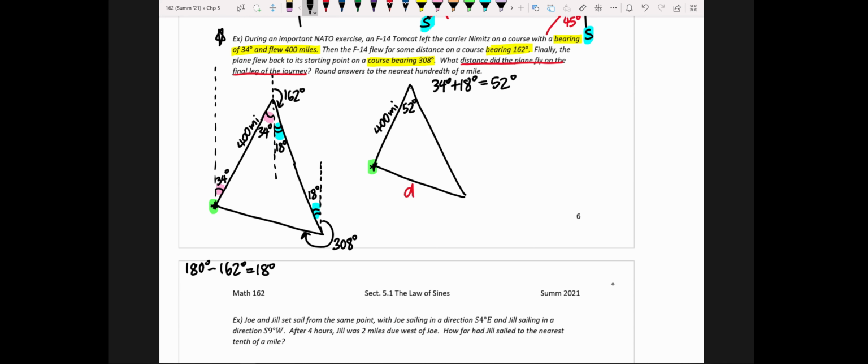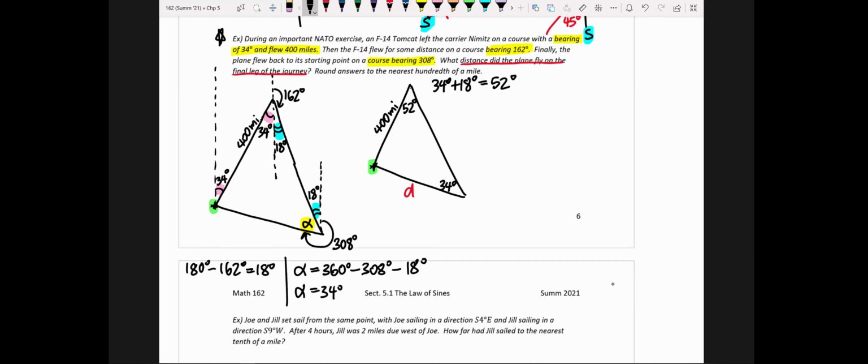Jacob, how can we find this missing angle here? We'll call this one alpha. Jacob, please unmute. Sorry. So we can add 18 and 308 together and then subtract that from 360. Very good. One full revolution is 360. So if you do 360 minus 308 minus 18, that's going to leave us with alpha, which is 34 degrees.